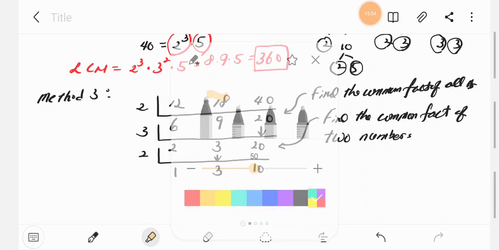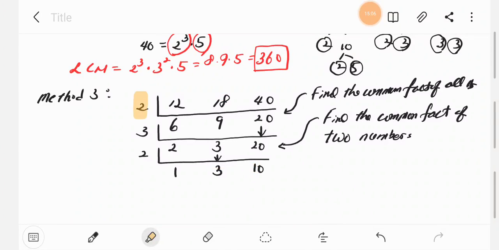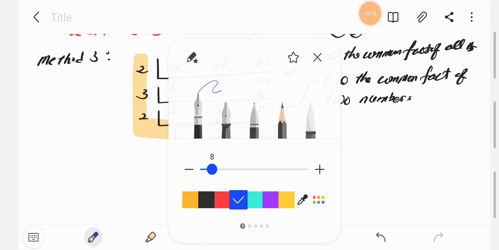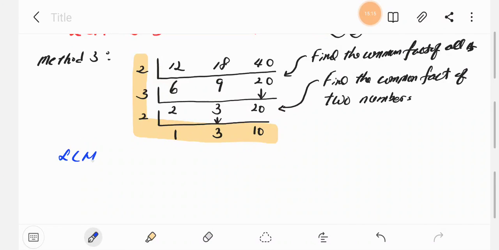The LCM is what? Multiply all the numbers in the L shape outside, right? So that is the LCM. You can write it: LCM is the product of 2 times 3 times 2 times 1 times 3 times 10. So this is 6, 12, 12 times 3 is 36, 36 times 10 is 360. Bingo. So this is LCM, least common multiple.